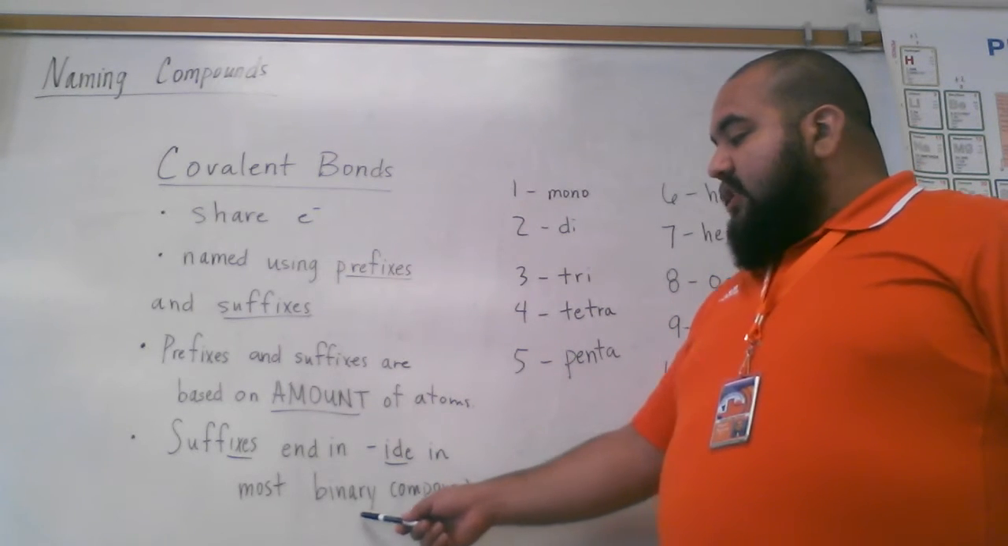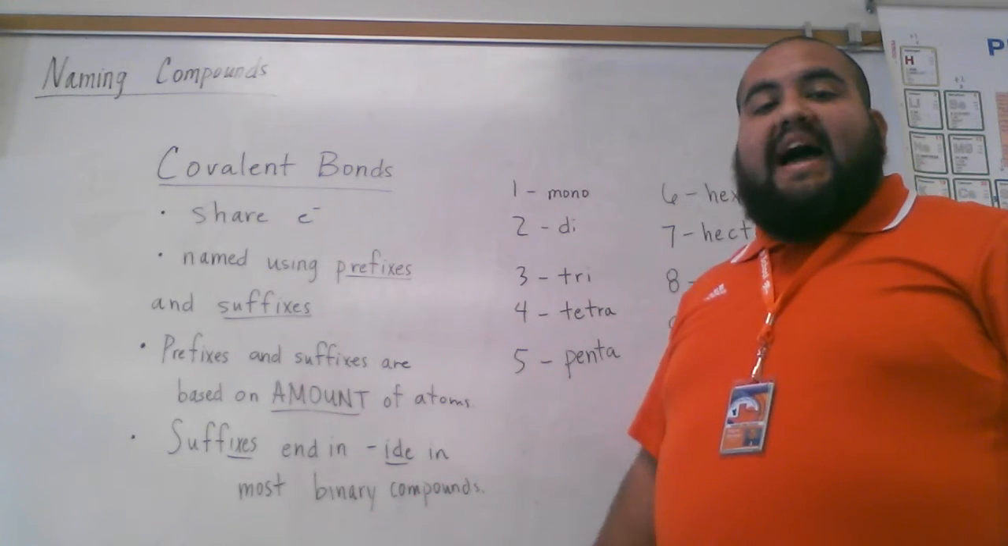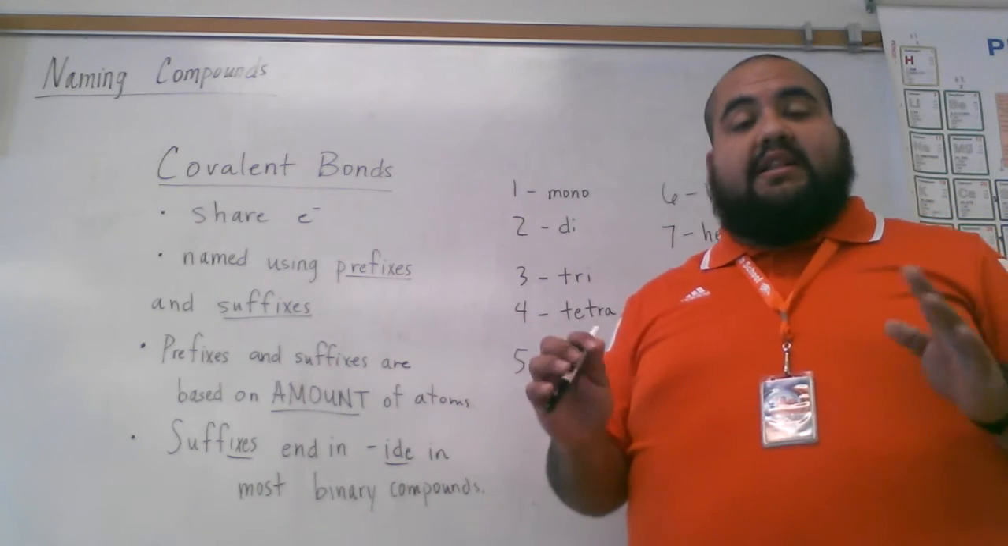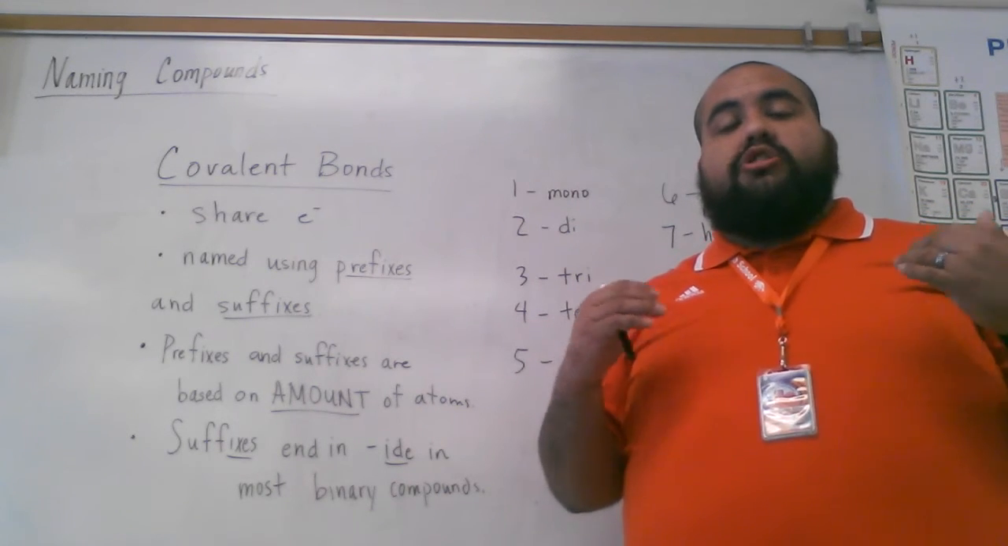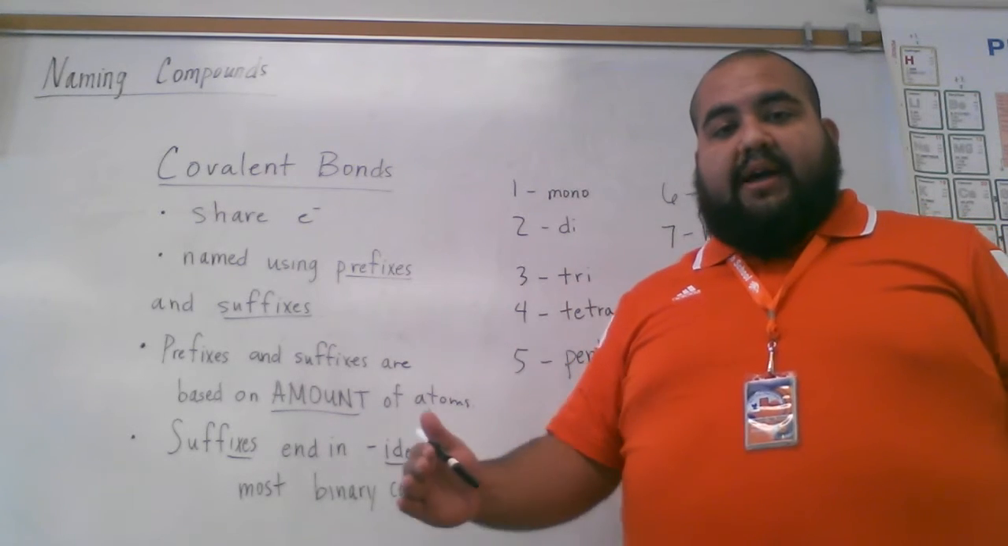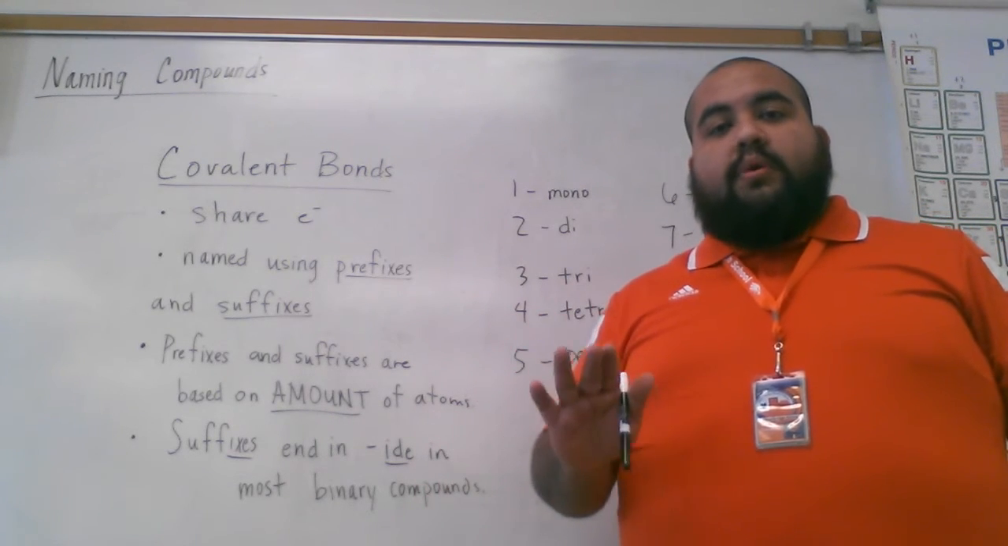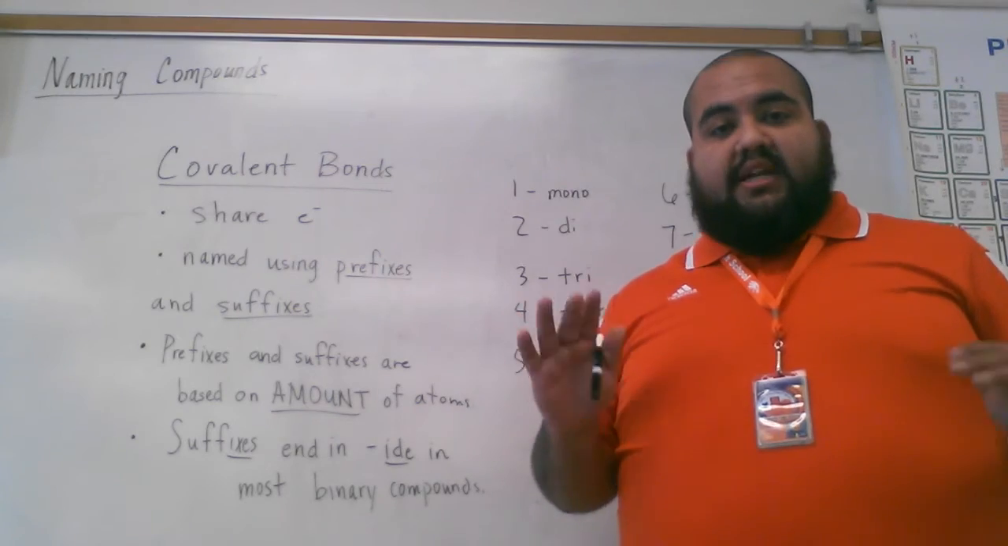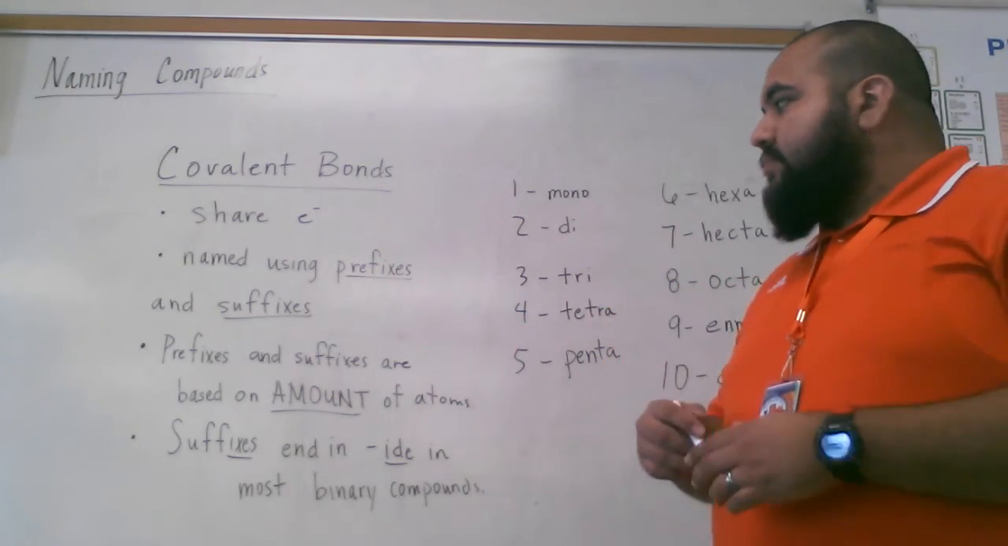Now, this only happens in most binary compounds, meaning two elements that are put together. If there's 3 or 4 elements, this does change. That's where the polyatomic ions come in. But again, we will leave that for further discussion in a later lesson.